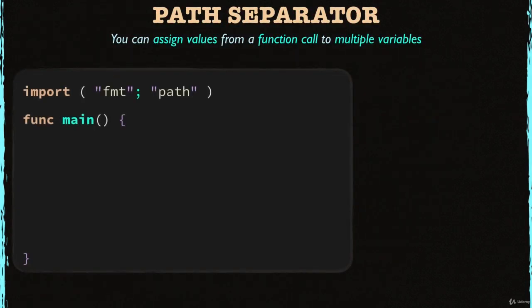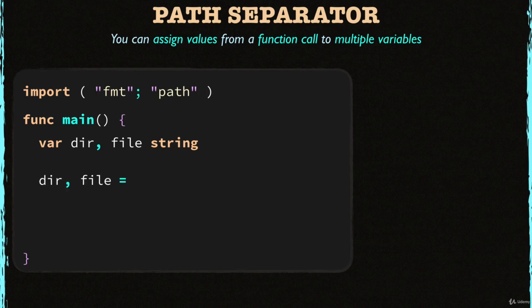In this program, I'm going to split a given URL path to its directory and file name parts. To do that, I'm going to use a multiple assignment statement. First, let's declare two new string variables. Dir will store the directory path, and file will store the file name. Now let's use these variables in a multiple assignment like this. Okay, now I'm going to call the path split function with a path value like this: css/main.css. Here, css is a directory, and main.css is the file inside that directory.